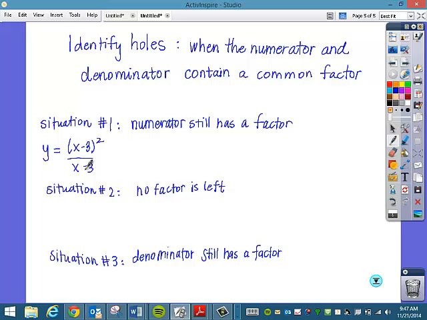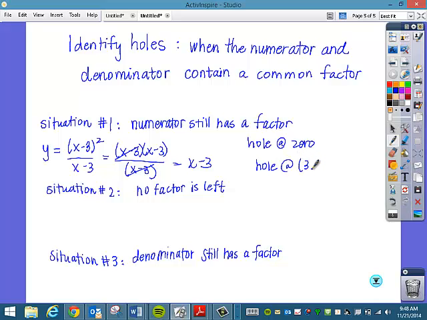Obviously there's a common factor in both the numerator and the denominator, but when you expand everything as much as possible and cancel stuff out, that common factor is still left in your numerator. When this happens, your hole is at the zero. So your hole in this problem is at (3, 0).